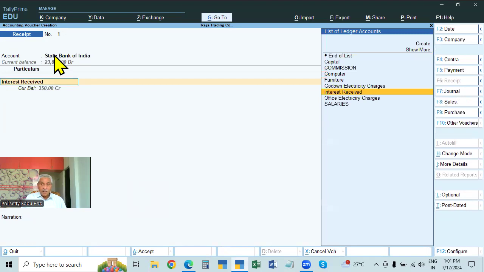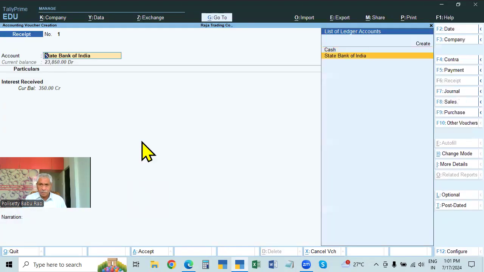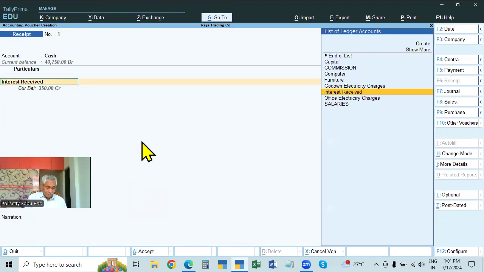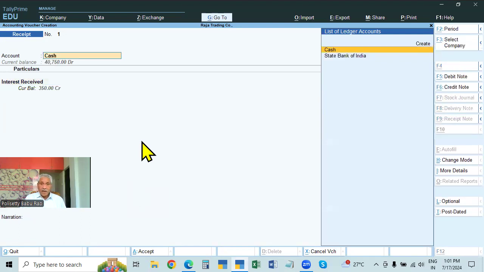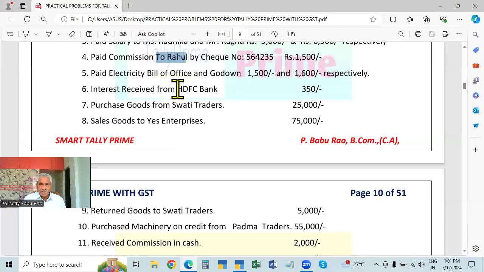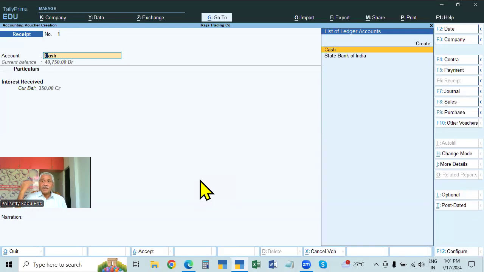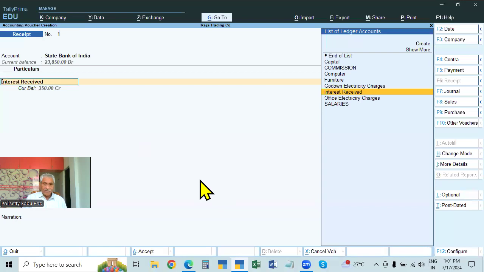If you have HDFC Bank, we write it here, HDFC account, and then interest received. Here, I assume we don't have any HDFC Bank account, so it means it is paying cash to us. We are taking cash. Or simply, if we take it as State Bank, interest received from State Bank will not give us cash. It will enter in our account. In such a case, we select the State Bank of India.